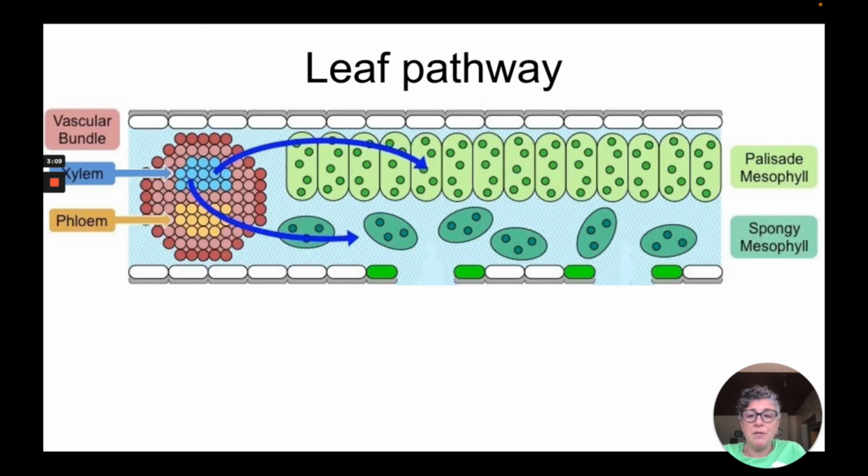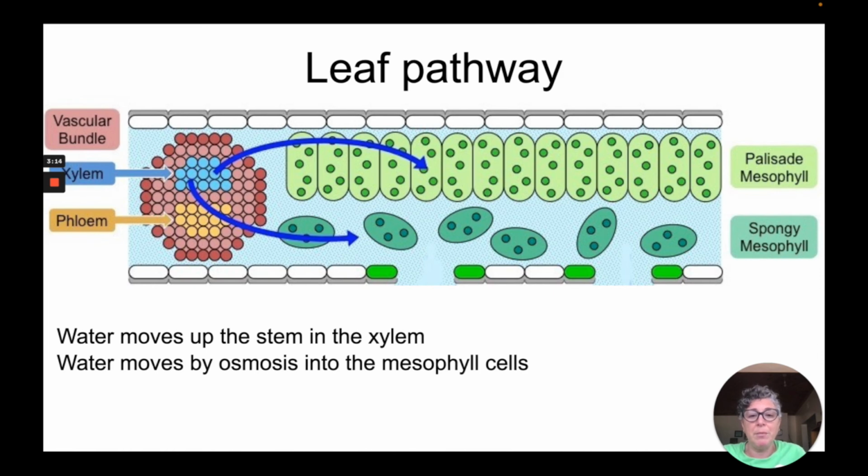And then we have the leaf pathway. Water is going to move up the stem in the xylem, and that process will be talked about in detail later. Once it gets into the vascular bundle in the leaf, it's then going to move by osmosis into the mesophyll cells. And then photosynthesis will happen in those cells because water is needed for photosynthesis to happen.